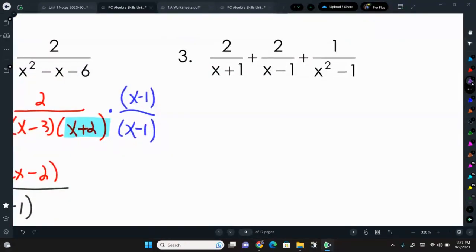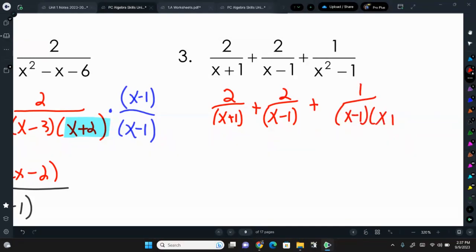Here, we have 2 over x plus 1 plus 2 over x minus 1 plus 1 over x minus 1 times x plus 1, because we factored that. So if we look at the denominators, the first one has an x plus 1, the second fraction has an x minus 1, and the last fraction has them both. So we don't need to do anything with that fraction. What we can do is multiply the first one by x minus 1 over x minus 1, and we can multiply the second one by x plus 1 over x plus 1.